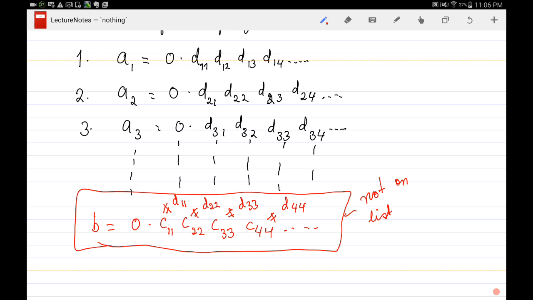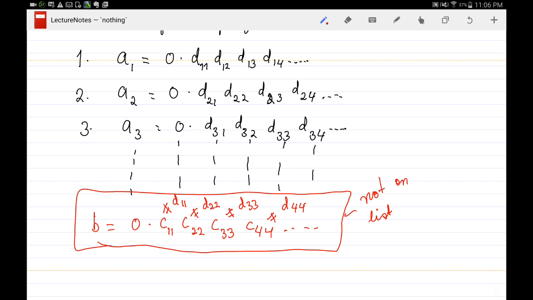Can B be A3? Well, it can't be A3 because on the third place after the decimal point, we have C33, which by construction is not equal to D33. Can B be A4? Well, it can't be A4 because A4 for the fourth position after the decimal point has D44, and we chose C44 in such a way that it's not equal to D44. So in fact, on our countable list for the real numbers, there exists a real number B that is not on that list.